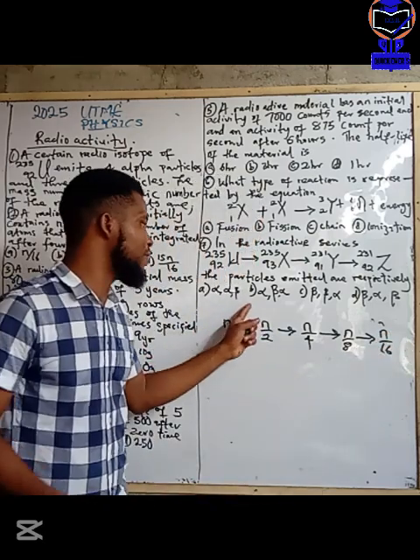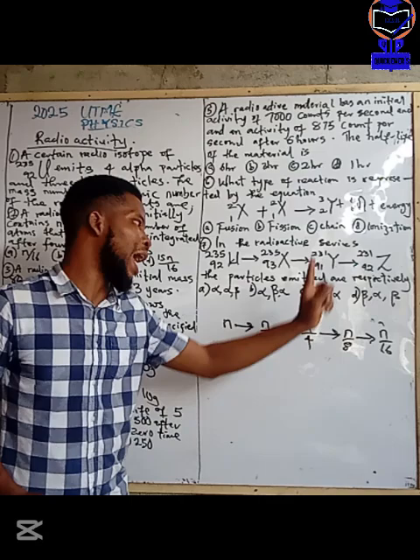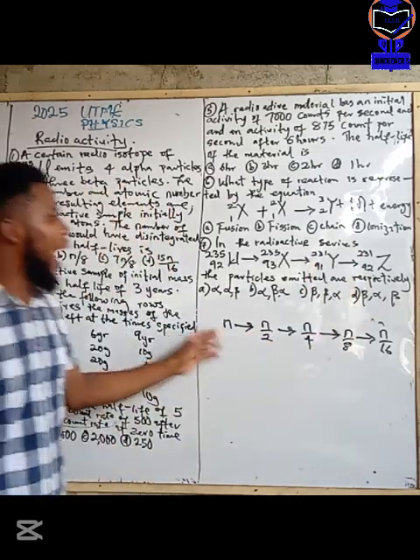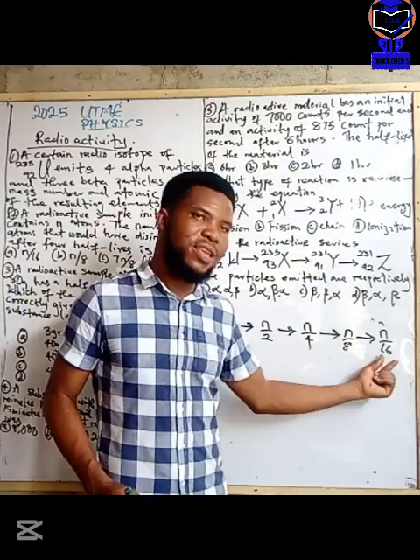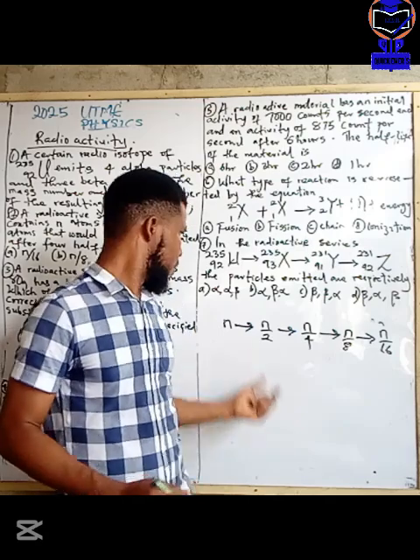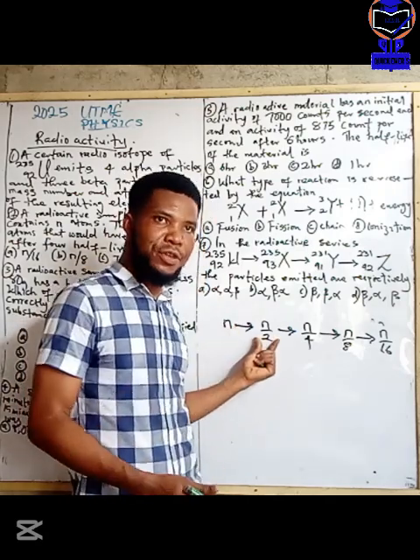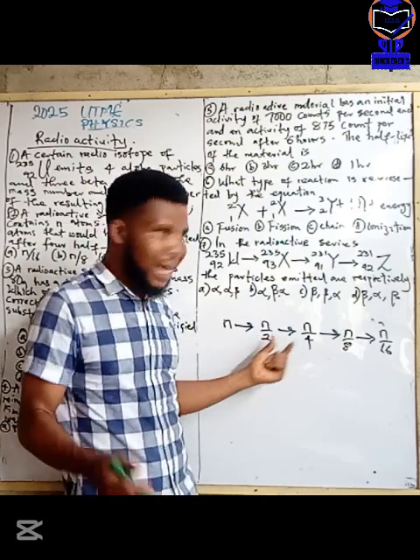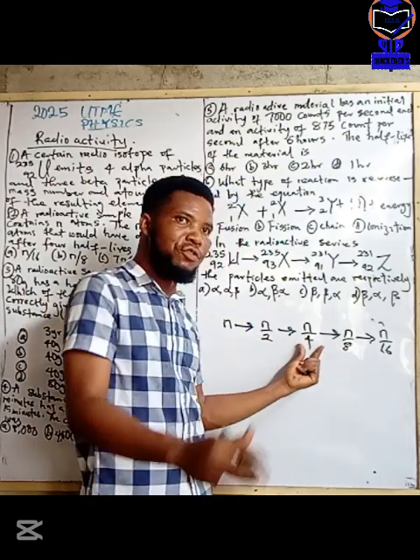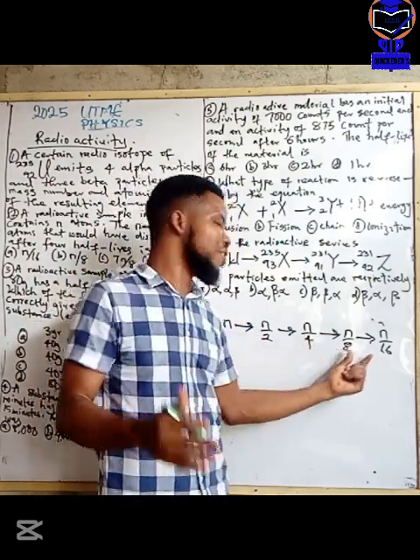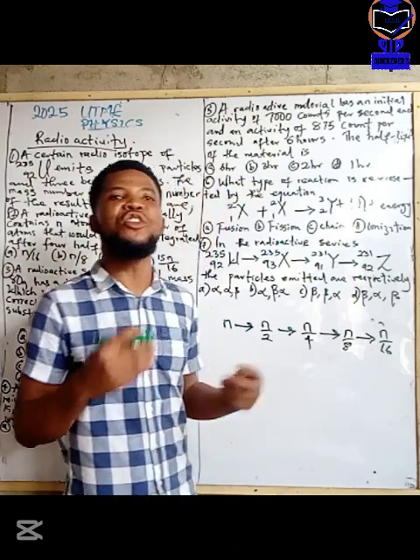So first half-life, second half-life, third half-life, and fourth half-life. Now, this is what is remaining. This is the regular mass. First half-life, half is the period. Second half-life, half of that half is the period. Third half-life, half of that is the period. Are you getting me? So what is remaining?